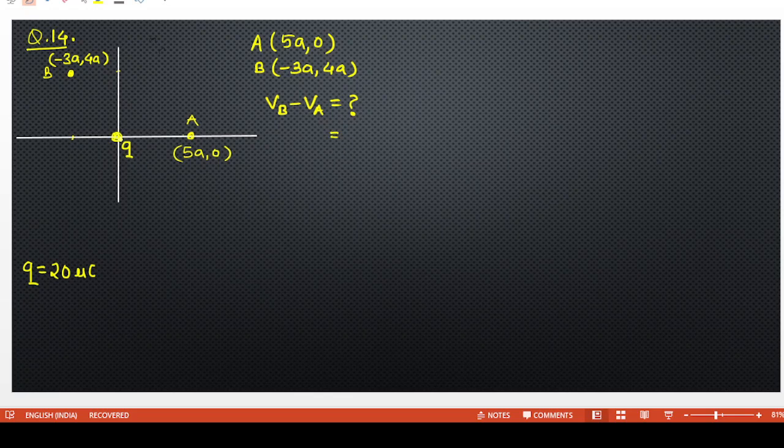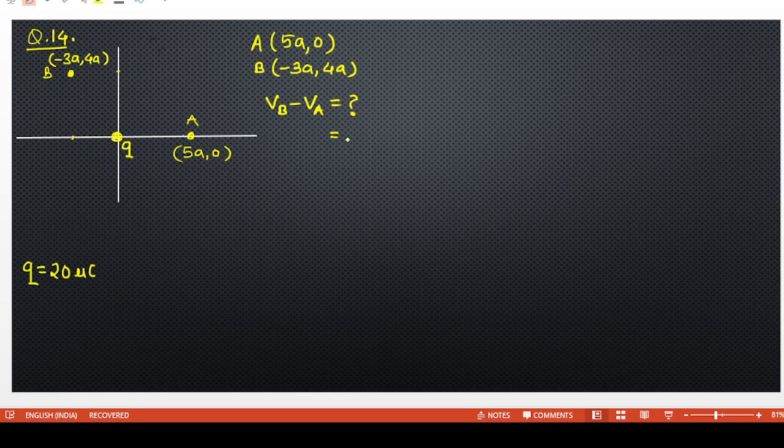Our source charge is a point charge. So because of a point charge, what is the potential at a given distance r? What is the formula for potential due to a point charge? kq upon small r. If they ask you field, it will be kq by r square, and if you are asked potential, it is kq by r.